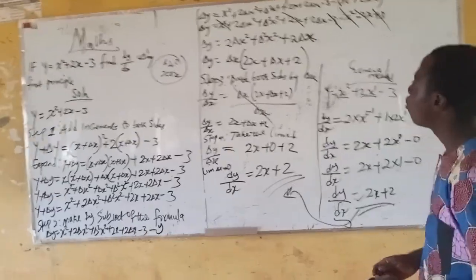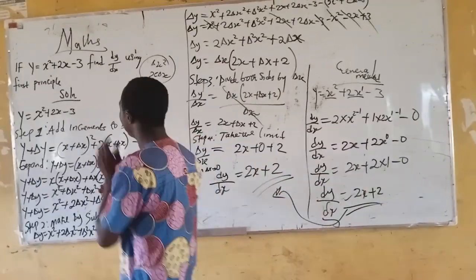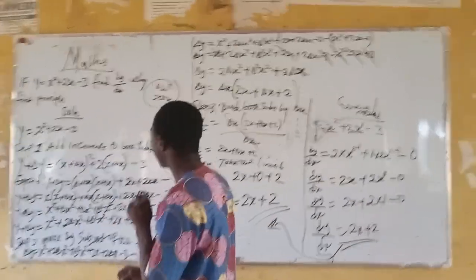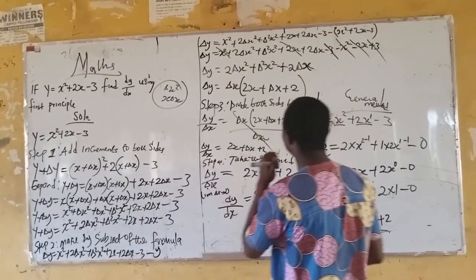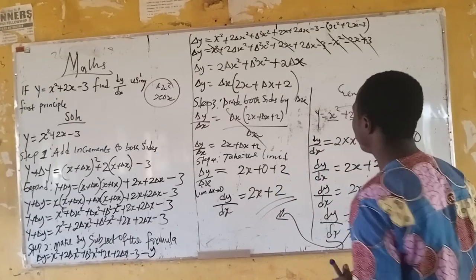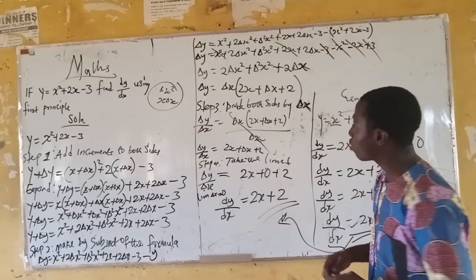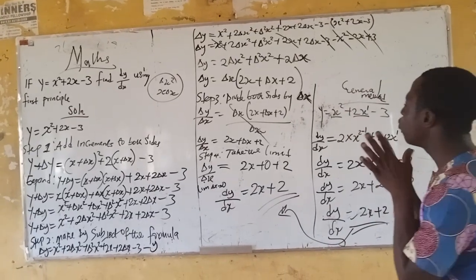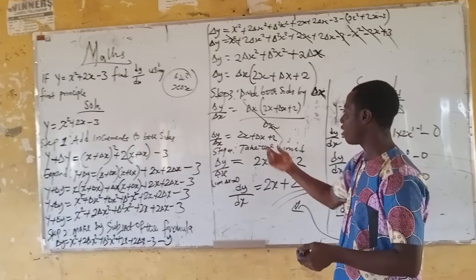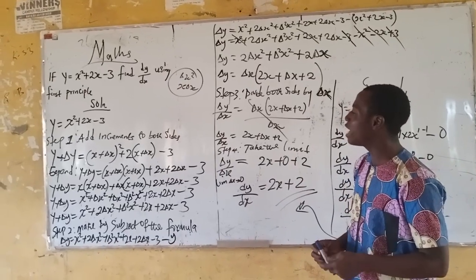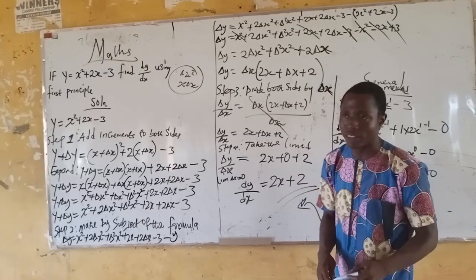So if you are looking for how to find differentiation using first principle, first you have to add increment to both sides, then make delta y the subject of the formula, then divide both sides by delta x. That is by the time you are taking the factor out, you are taking delta x out as a common factor. Then when you have delta x in your final answer, you take the limit as delta x tends to 0. What if there is no delta x? Your answer is only a number. You stop there, you don't take the limit again.